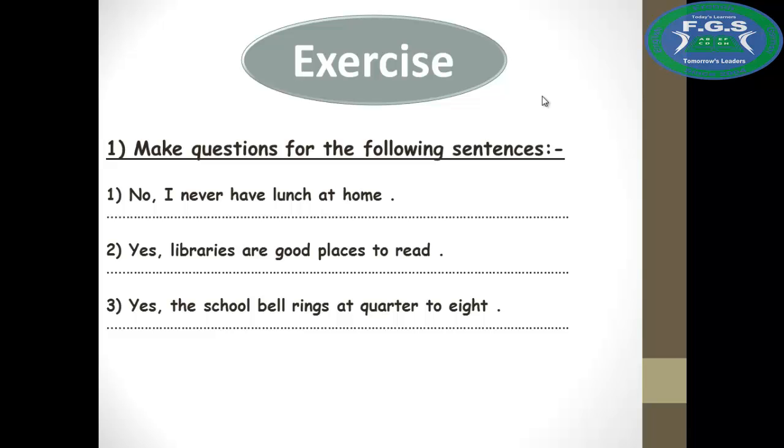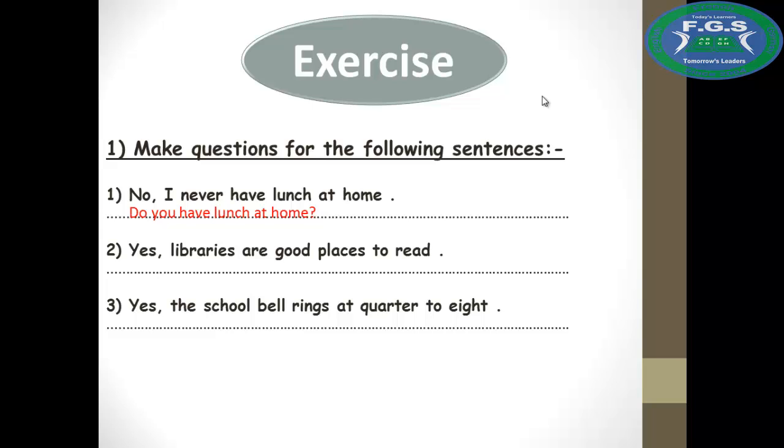That's okay. Are you ready for our exercise? Okay. Exercise number 1. Make questions for the following sentences. Number 1. No, I never have lunch at home. What will be the answer? Great. The answer is, do you have lunch at home?